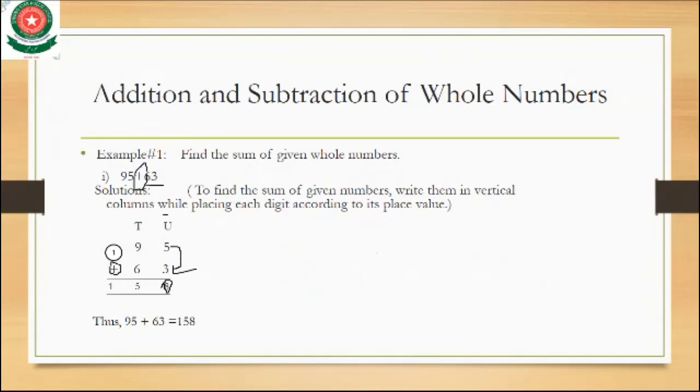Okay, come to the left digits: 9 plus 6. Add 9 with 6. 9 plus 6 is equal to 15. So here two digits come, 1 and 5. So how can we write them in this column?